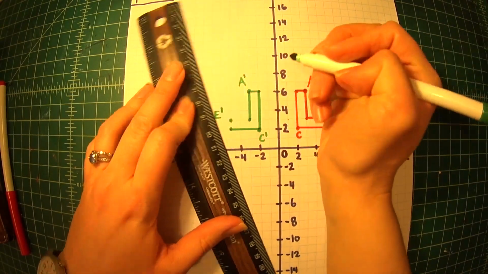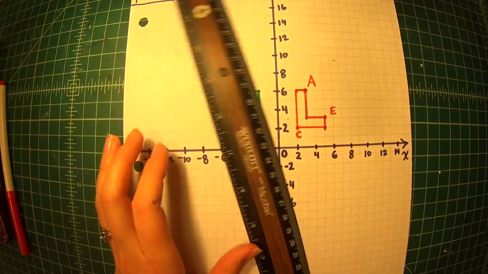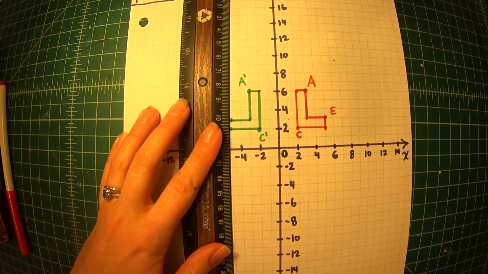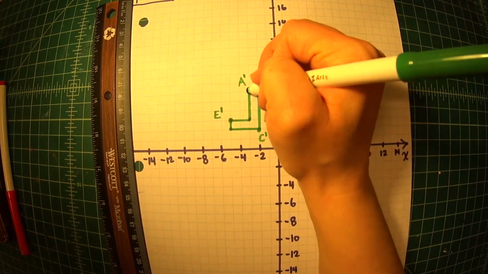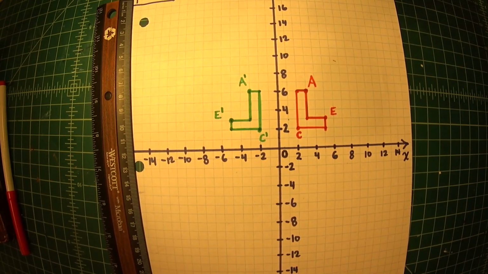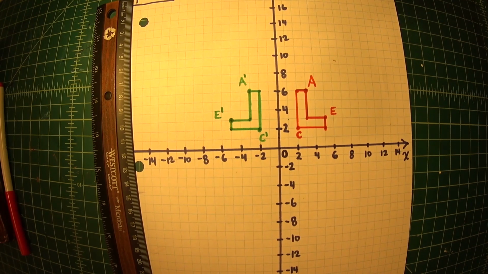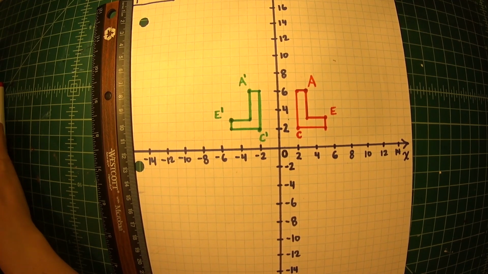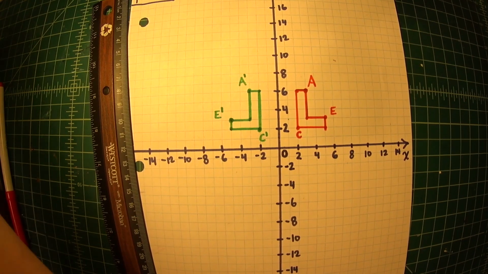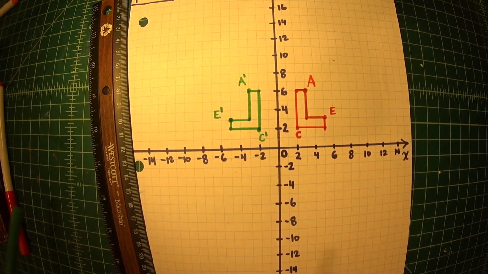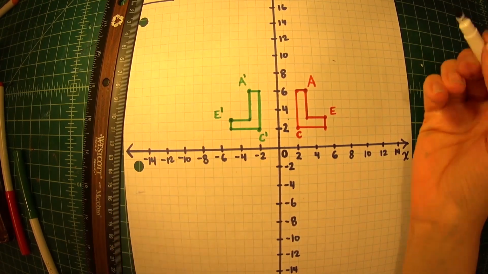Okay, so you can see I got my ruler, making it nice and straight, connecting it all up. And there is my prime image. So next thing it asks me to do, B says, what are the coordinates of A prime, C prime, and E prime in your drawing? Okay, so I'm just going to label those right on my prime drawing here.